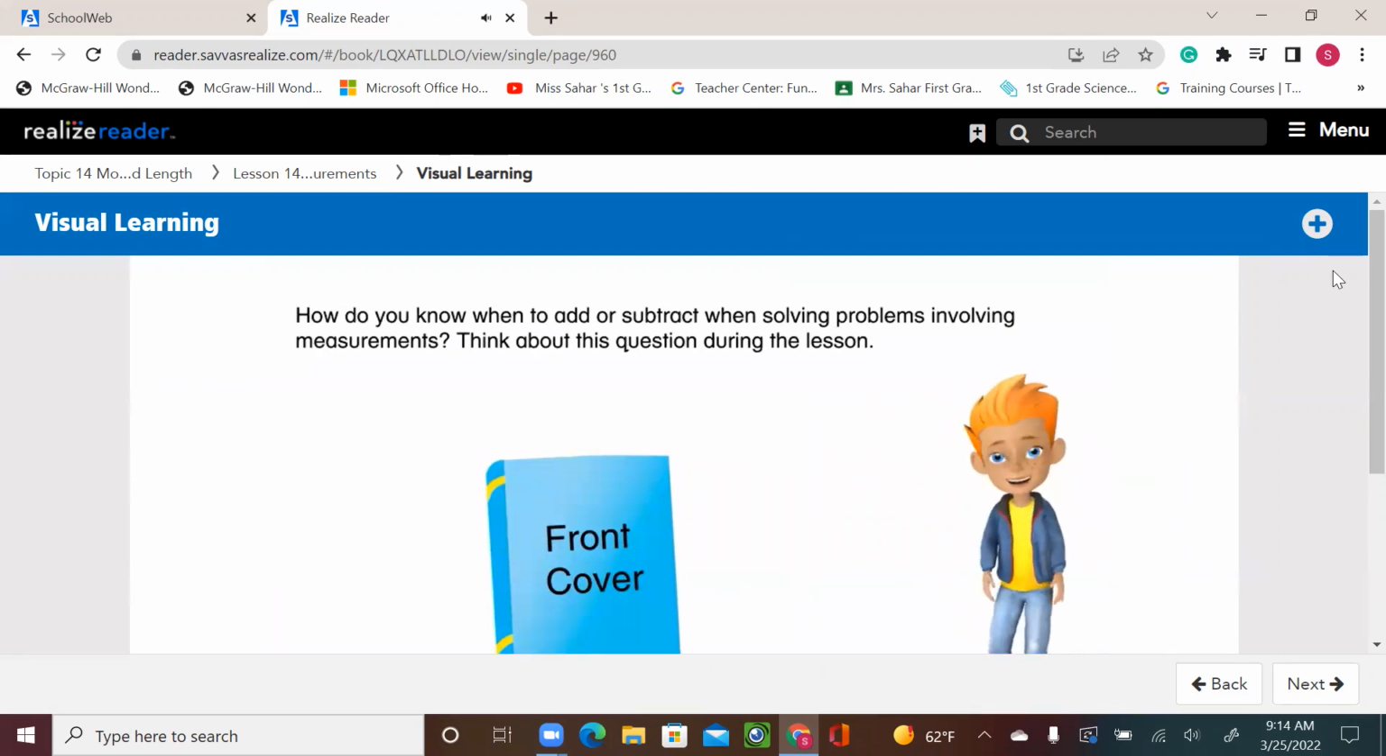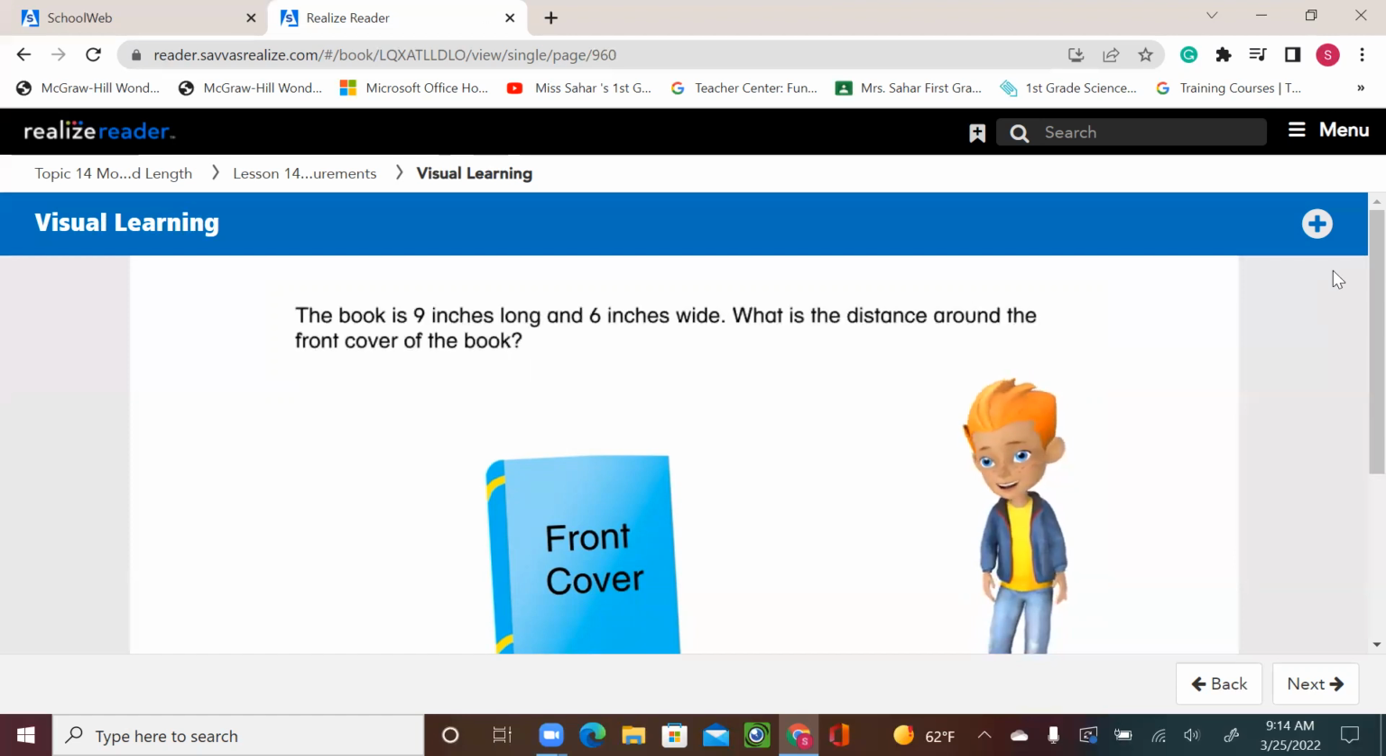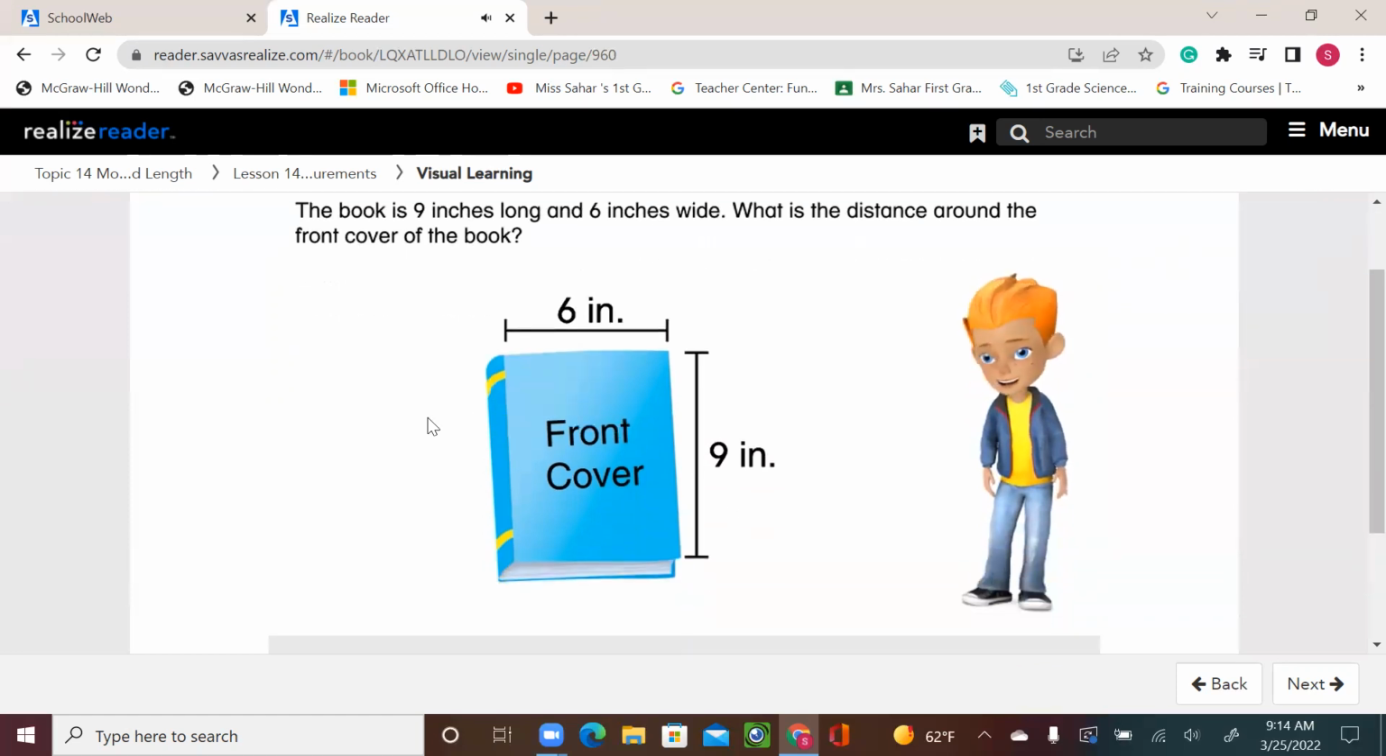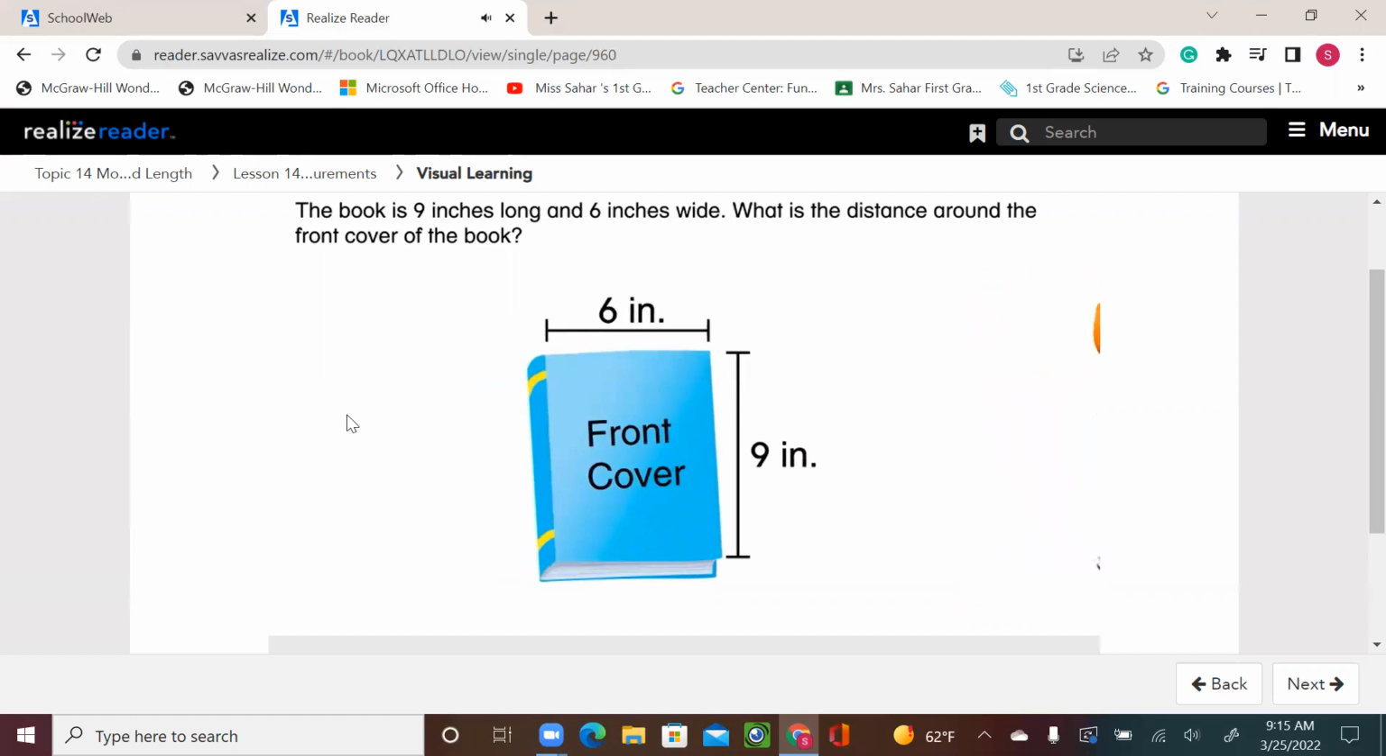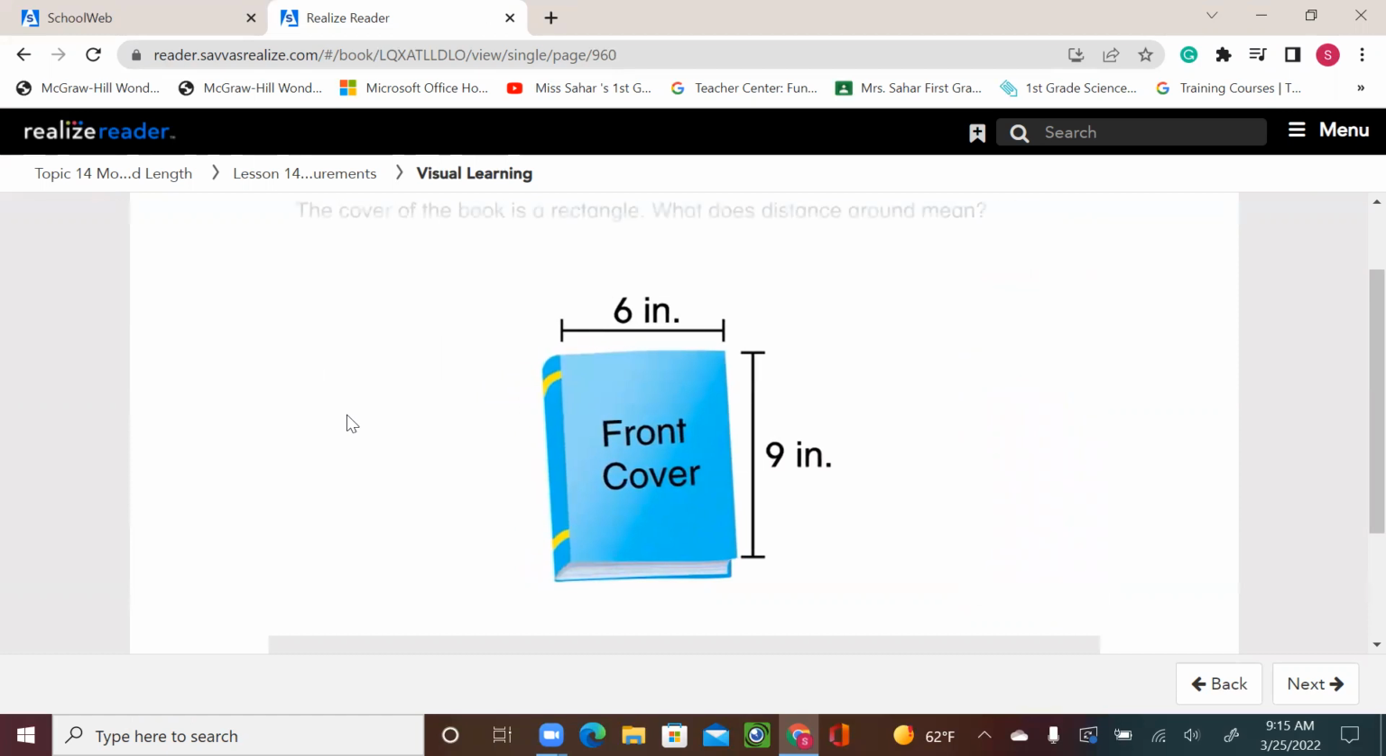How do you know when to add or subtract when solving problems involving measurements? Think about this question during the lesson. The book is 9 inches long and 6 inches wide. What is the distance around the front cover of the book? The cover of the book is a rectangle. What does distance around mean?